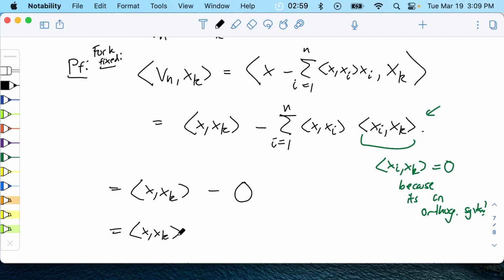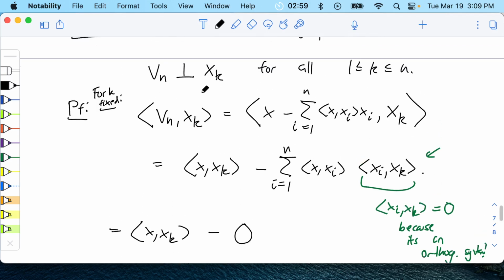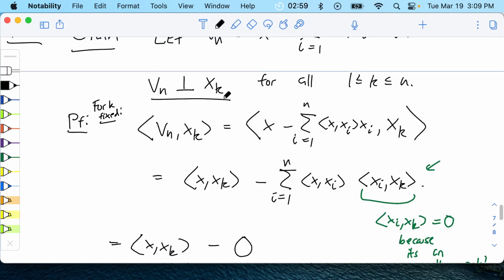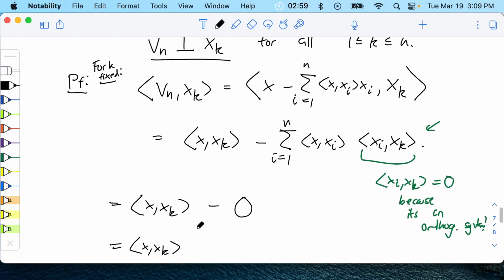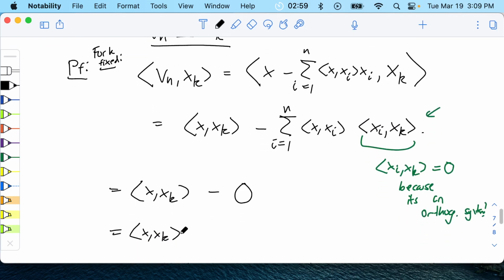Which is exactly what we wanted. We wanted to prove that Vn and xk were perpendicular, and then we did the inner product, and we came out with a number that is not 0.